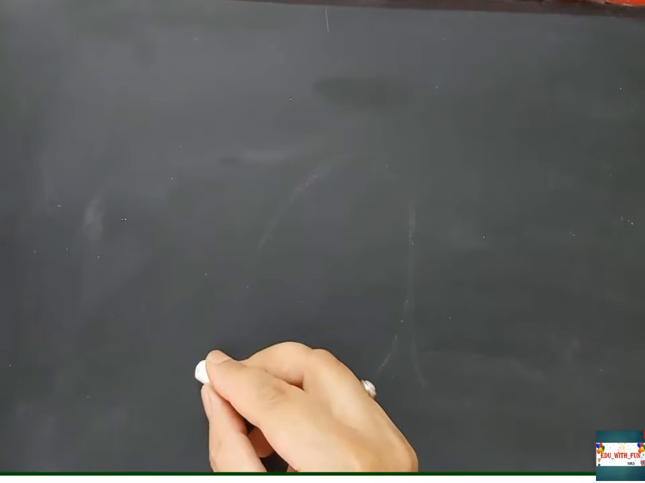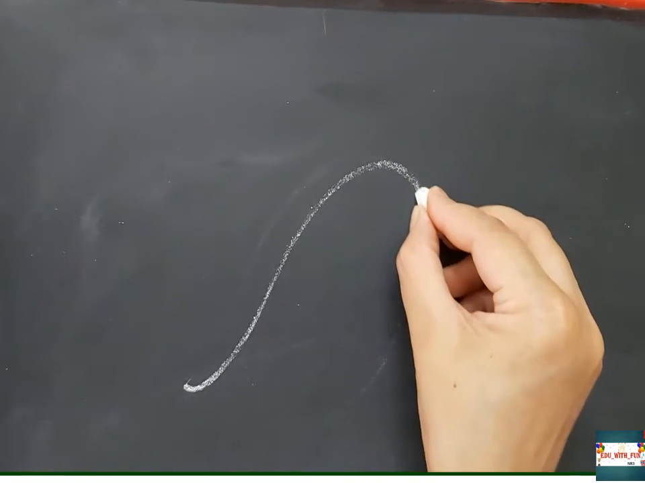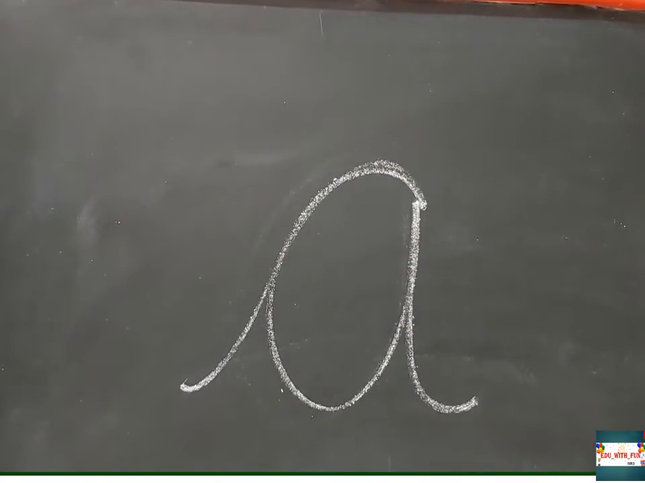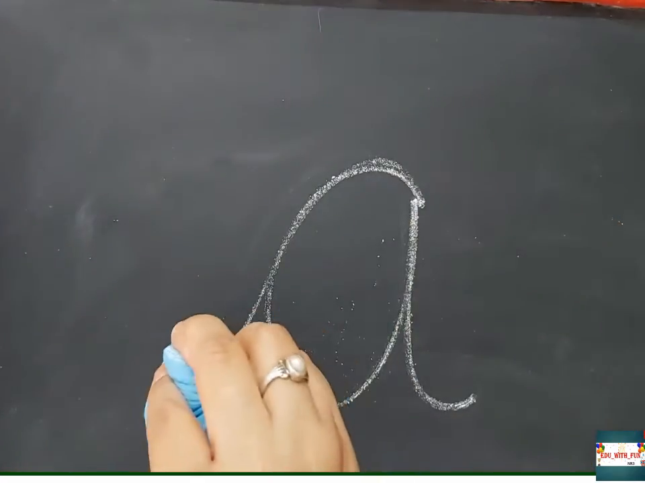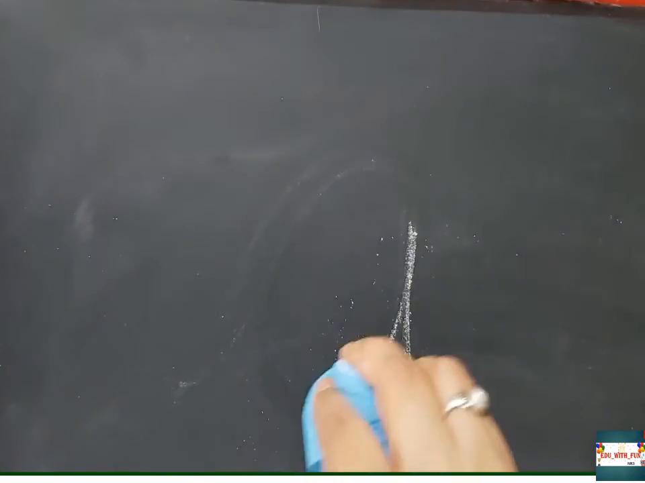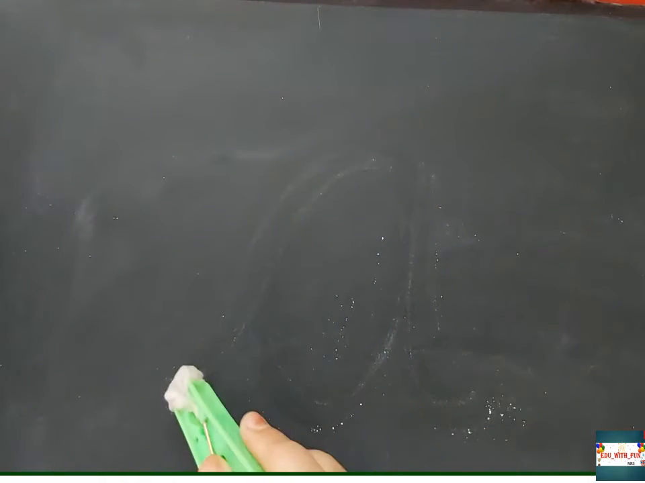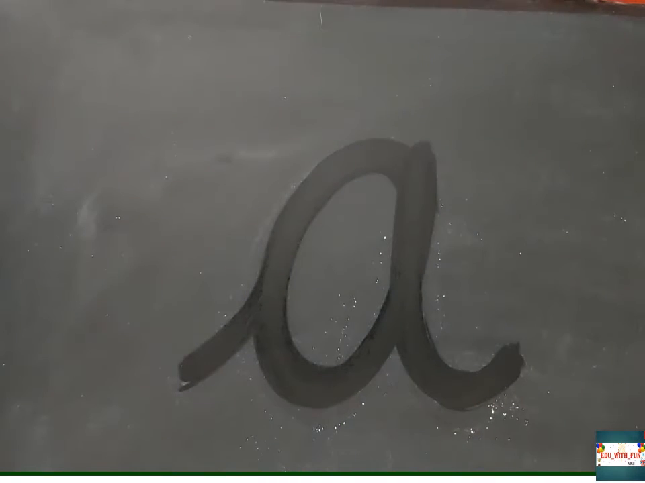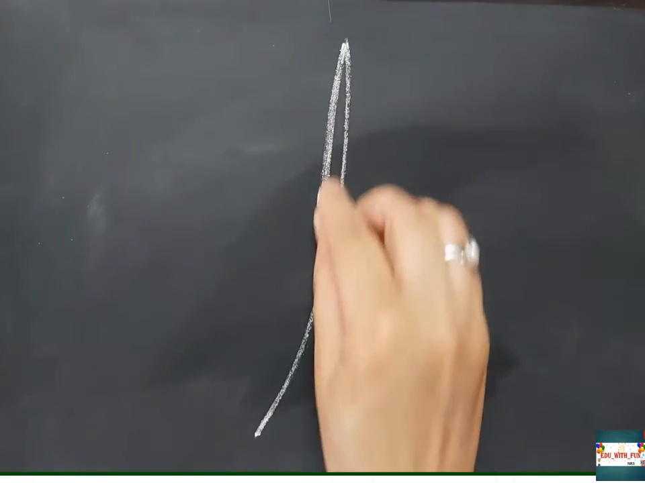Let's start writing and learning how to write cursive letters. So here is the small cursive letter A. It is very simple. You have to make a curve and then that's it. Using the cotton, ask the child to wipe in the same pattern. This is small letter A. Now, the same way, write small letter B.